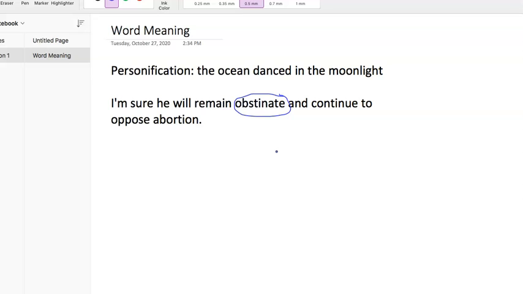So you need to know in general what figurative language means, and more specifically the differences between simile and metaphor. Remember that simile uses the words like or as for comparison. Metaphor is a more direct comparison. Personification assigns the qualities of a person to something that isn't human. We used the example, the ocean danced in the moonlight. And then consider context when trying to guess at word meanings.